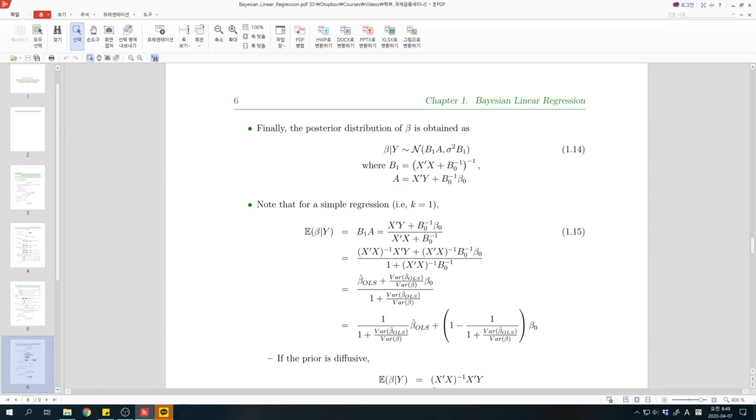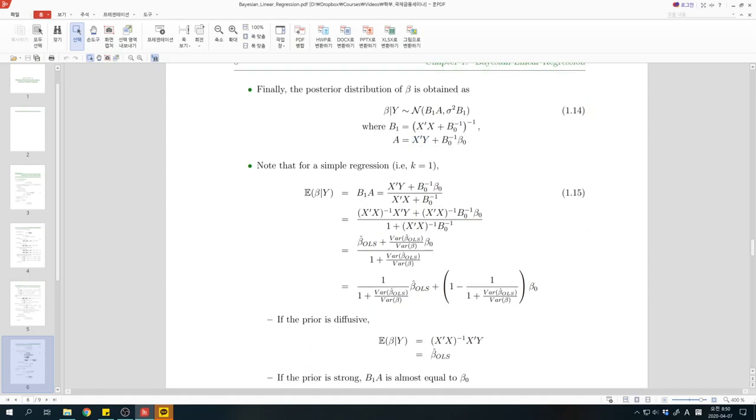If b0 goes to infinity, what happens? Its inverse will converge to 0. So 0 times b0, this term is gone, and this term is gone. What remains? The remaining is X prime X inverse times X prime y. What is this? This is the OLS estimator.